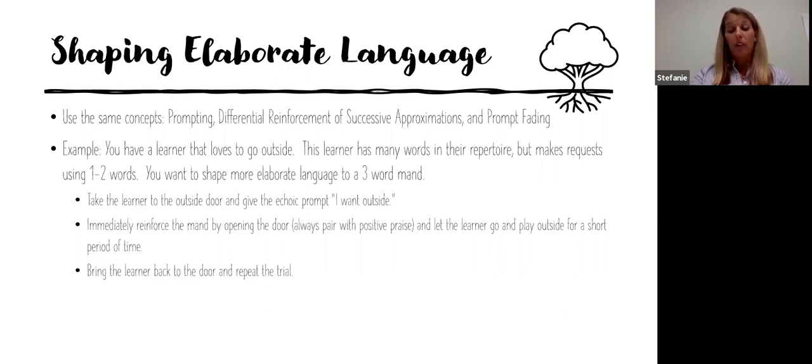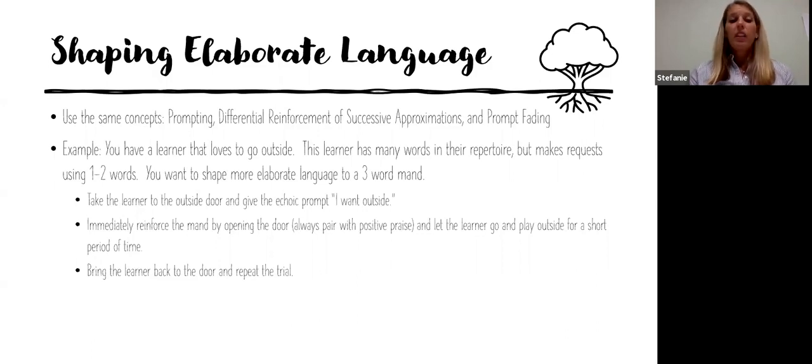So let's say we have a learner that loves to go outside. So the MO is really high. They're going to the door. You can tell they're pawing at it, like they want to go outside. And you know that the response requirement is appropriate because they have words in their repertoire. So it's a realistic expectation that we can shape a sentence. They don't know how to do it yet, but we're going to prompt it and then fade prompts.